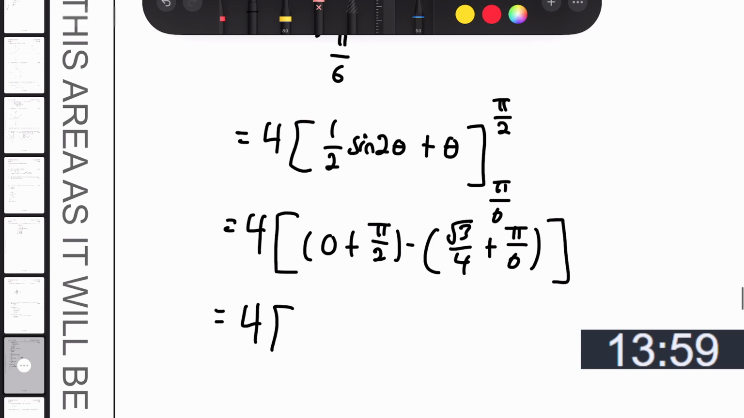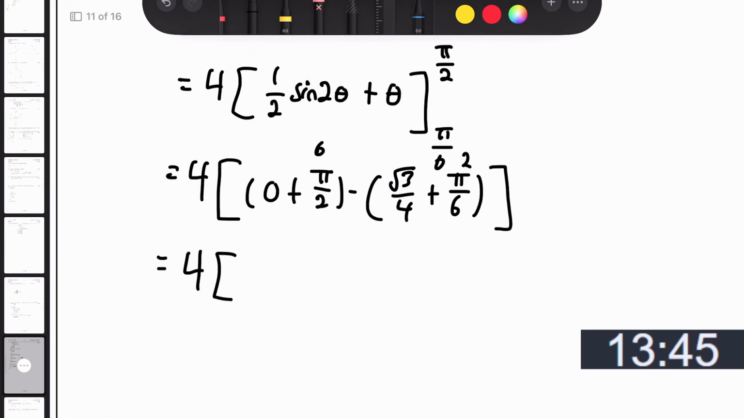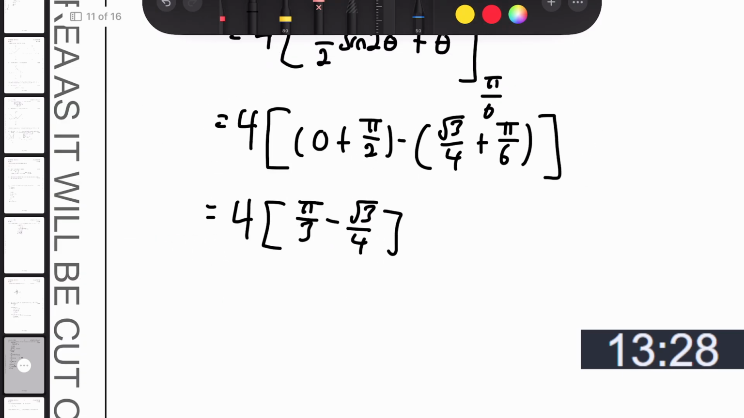So this is going to be 4 outside of, so let's see, if I make the common denominator 12, I'm going to get 6 pi on 12 minus 2 pi on 12, 4 pi on 12, so pi on 3, minus square root of 3 on 4. So I get 4 pi on 3 minus square root of 3, and then this would be units squared.